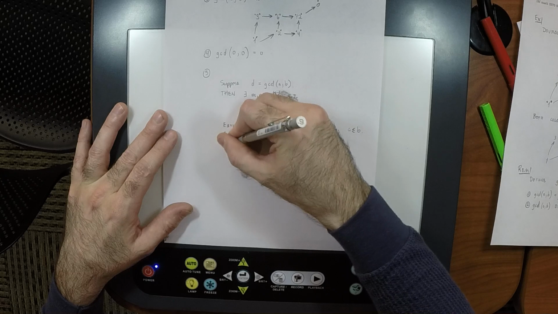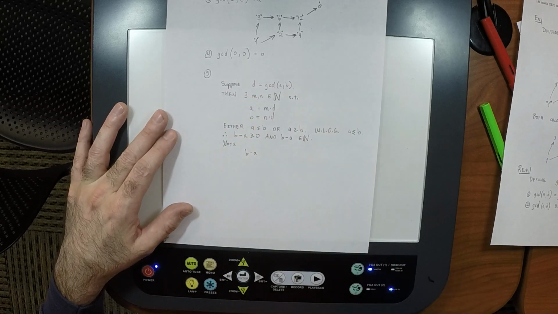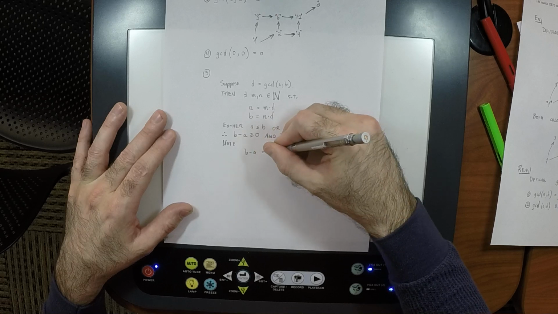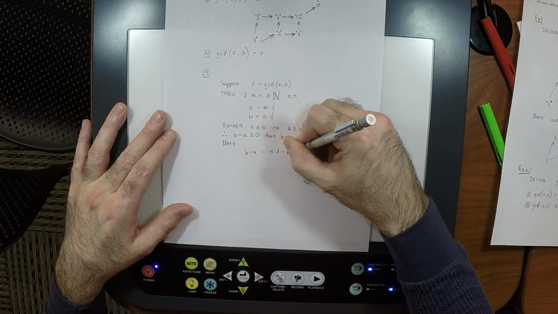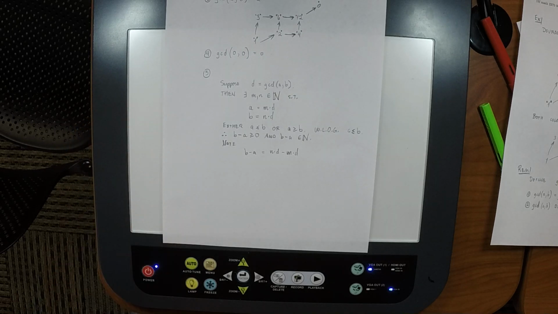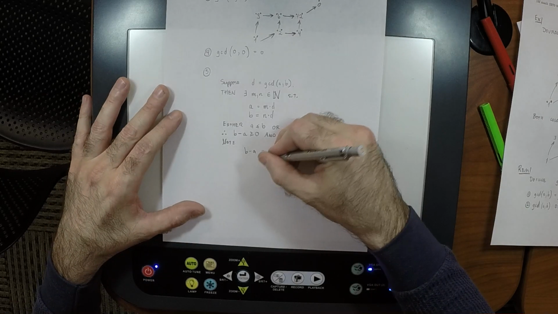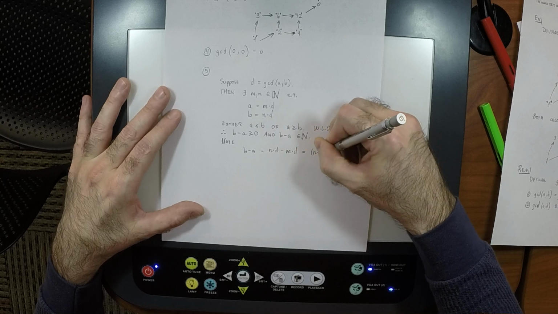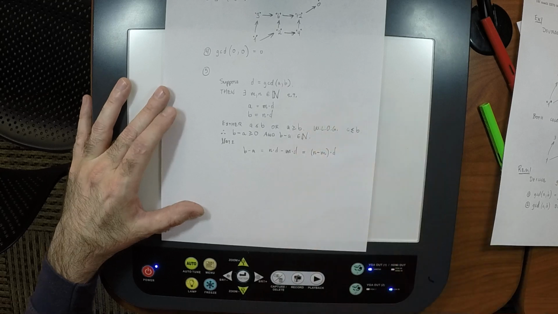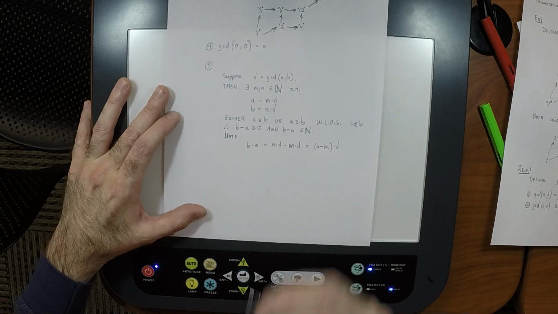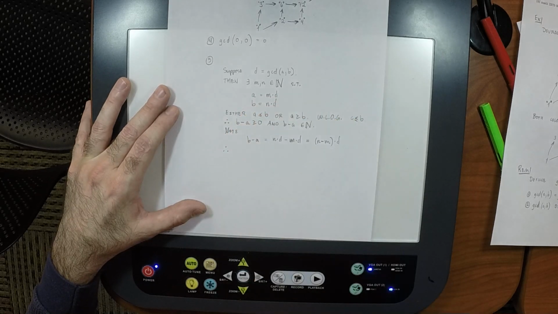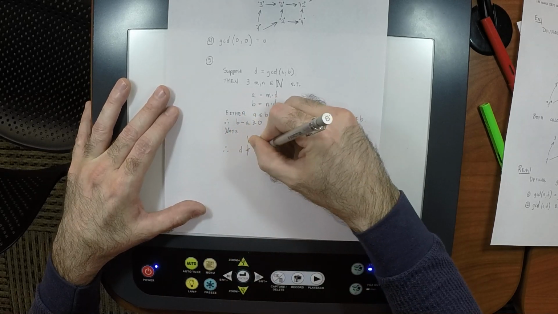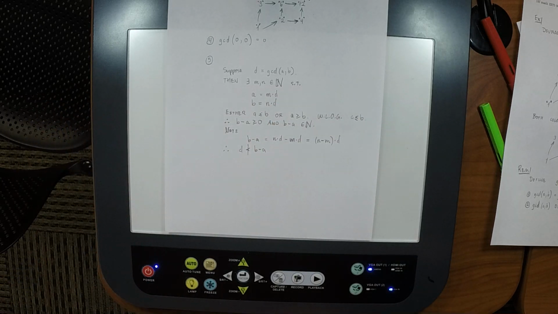But notice that B minus A, well, that's equal to ND minus MD. But now notice that D is common to both of them, so I could say that this is N minus M multiplied by D. And now notice what I can conclude. I can say, therefore, in fact, D is a divisor of B minus A.